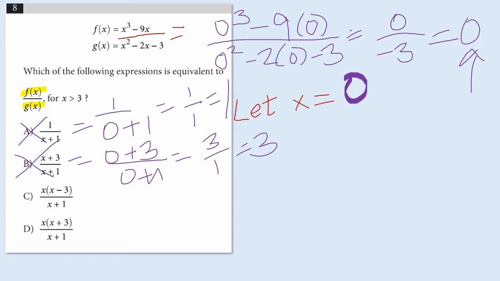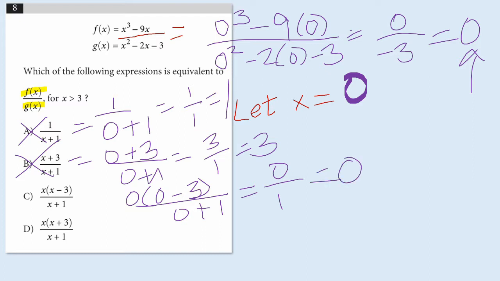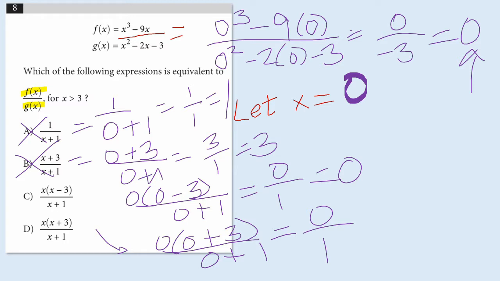For C, I have 0 times 0 minus 3 over 0 plus 1. That's equal to 0 over 1. That's equal to 0. So C is still viable. And let's look at D. We're going to have 0 times 0 plus 3 over 0 plus 1, which is 0 over 1. So D is still viable. So we've very quickly eliminated half of the choices. We haven't really done any algebra yet. It's been pretty straightforward. And of course, you can do much of this in your head. I'm writing it out so that you can see the computations.